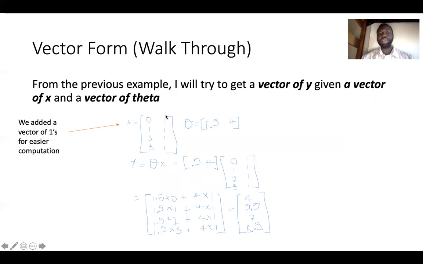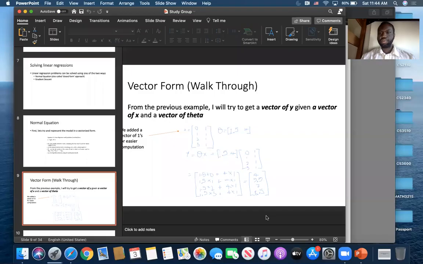Then we append a column of ones. We add a column of ones to it. And let's say our theta values were this. Then our y, which is this x, we'll just do matrix multiplication to get our y values. Does this portion make sense? Yes. Okay.